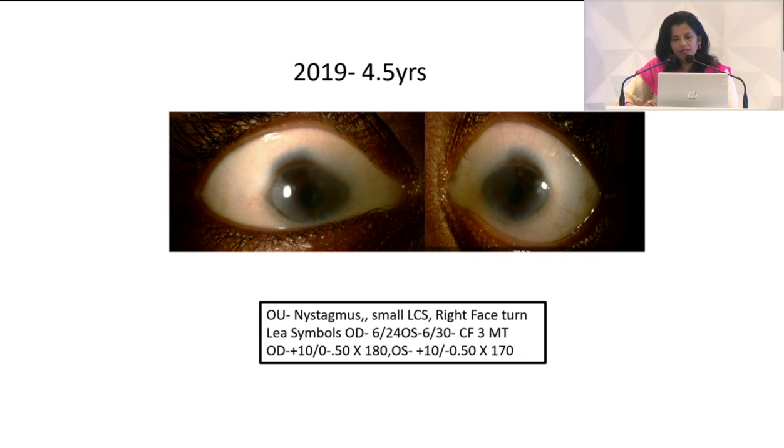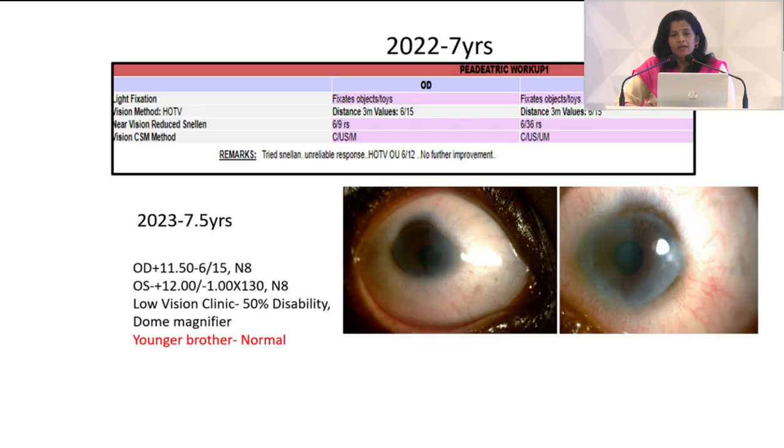The same child was seen around 4.5 years later, where there is so much resistance to patching and the vision keeps dropping down, and here there is dense nystagmus and the child develops a face turn. And you will see by the time the child was 7.5 years, she was referred to the low vision clinic. So you will see the temporal association of these children where the vision is slowly deteriorating despite the intervention by the ophthalmologist.